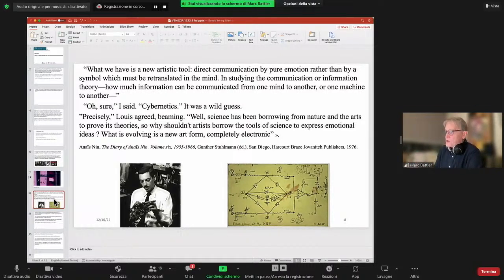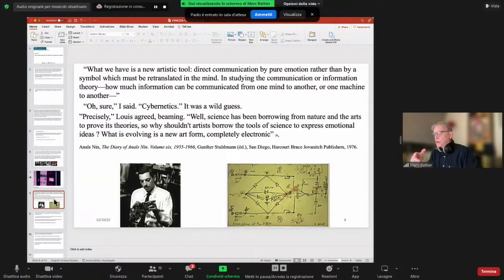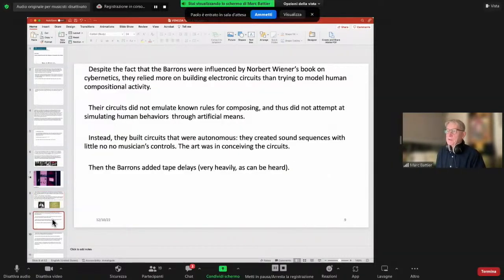In studying the communication or information theory, how much information can be communicated from one mind to another or one machine to another? Oh, sure, I said, cybernetics. It was a wild guess. Precisely, Louis agreed. Well, science has been borrowing from nature and the arts to prove its theories. So why shouldn't artists borrow the tools of science to express emotional ideas? What is evolving is a new form of art, completely electronic.